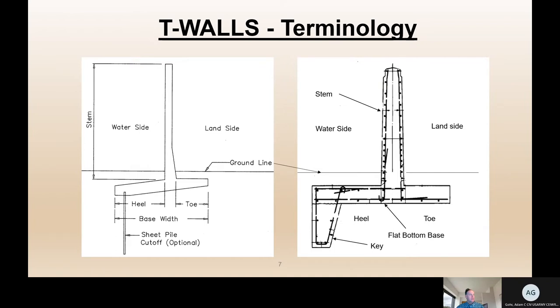Just terminology quickly: the land side, the wet side, the stem. You see the sloping base wall on the left has a sheet pile cutoff in this case. The flat base T-wall on the right has a keyway for sliding resistance. Neither of these cross sections shows the toe drain, but the toe drain collects groundwater and lowers the groundwater table on the land side, reducing the uplift force.